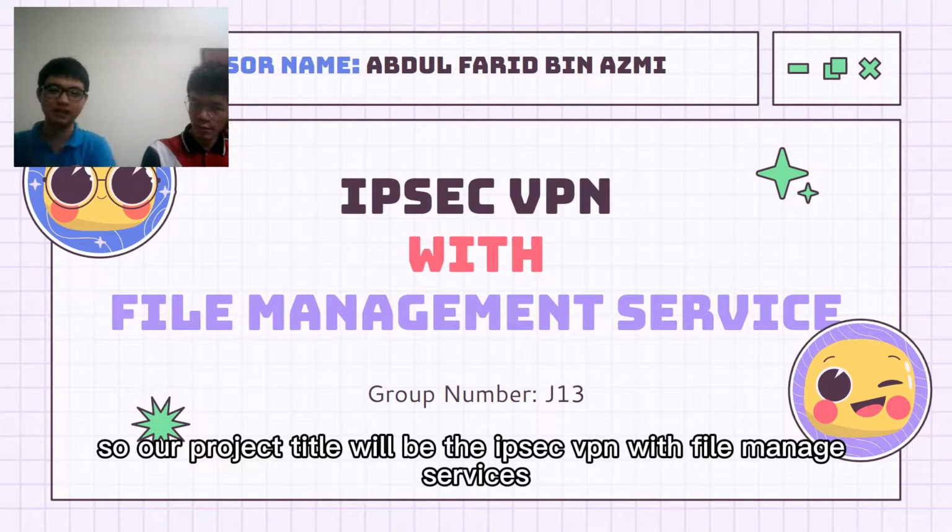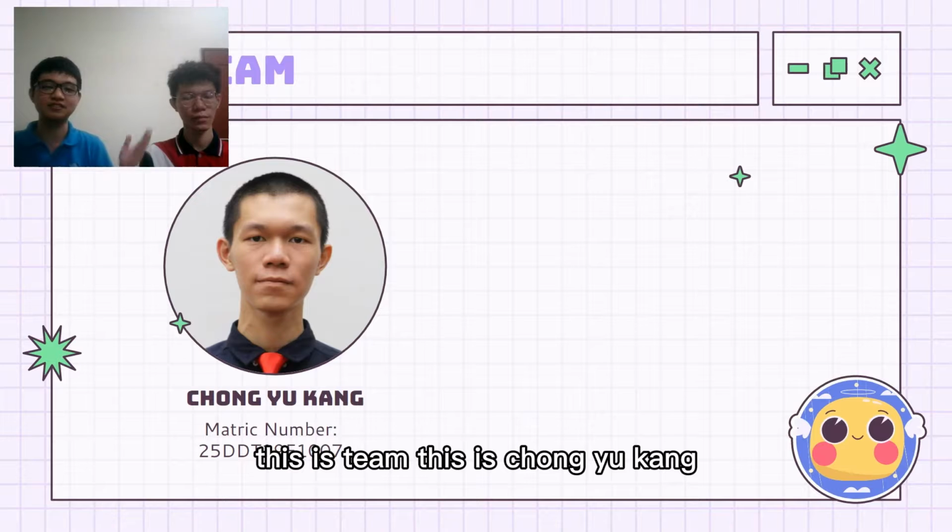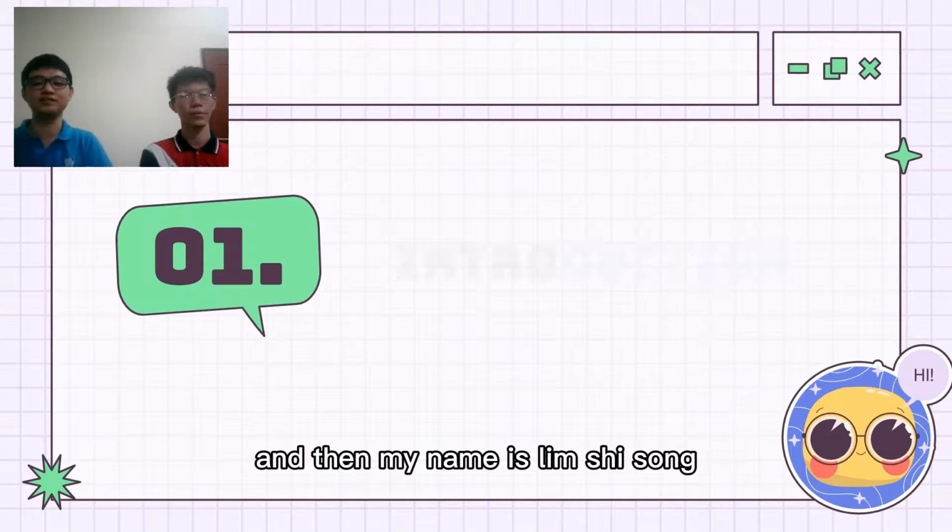So our project title will be IPv6 VPN with File Management Service. Our group number is J13. This is our team. This is Chong Kang, and my name is Lim Si. So first will be the introduction.